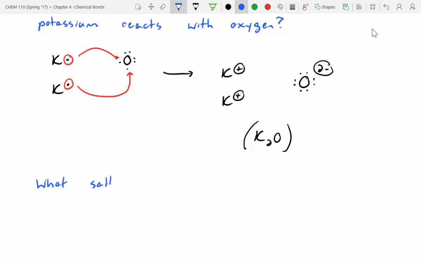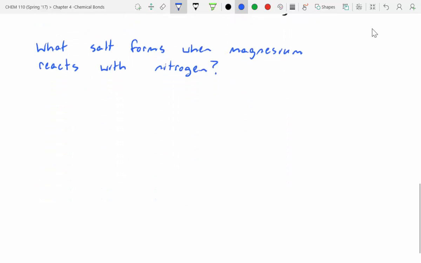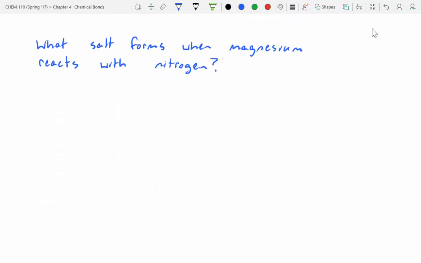What salt forms when magnesium reacts with nitrogen? So this one's a little bit trickier. And then check with your neighbor and see if you agree.